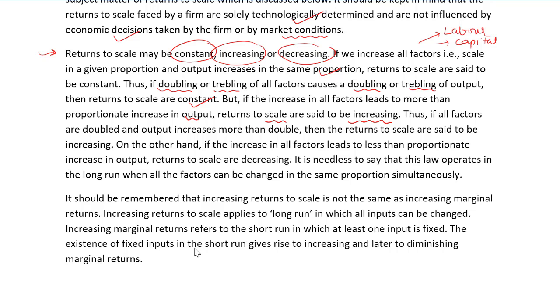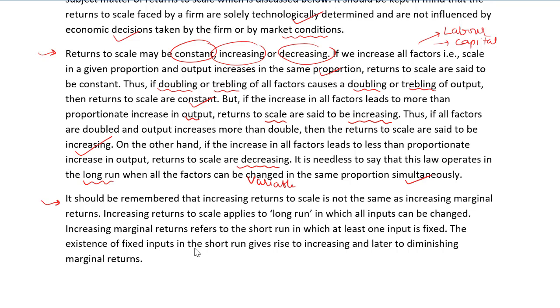Thus, if all the factors are doubled and output is more than double, then returns to scale are said to be increasing. On the other hand, if an increase in the factors leads to a less than proportionate increase in output, this is known as decreasing returns to scale. It is needless to say over here that this law operates in the long run. In the short run, it is not possible, because all the factors of production can become variable and be changed in the same proportion simultaneously only in the long run.